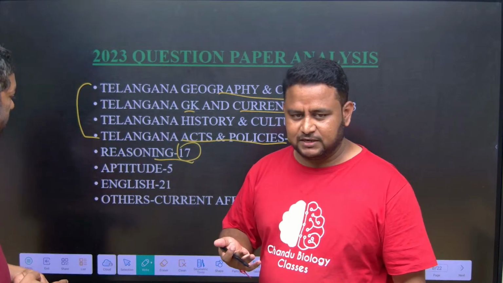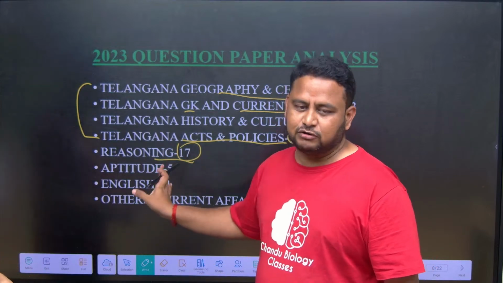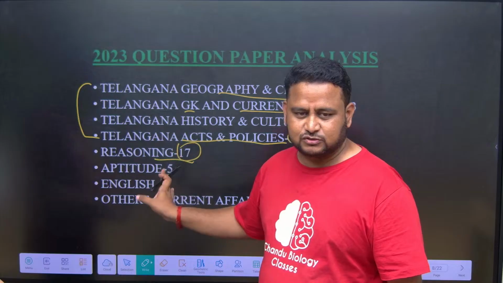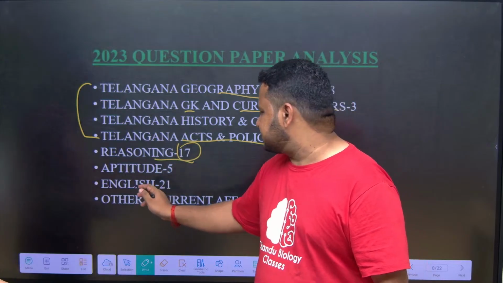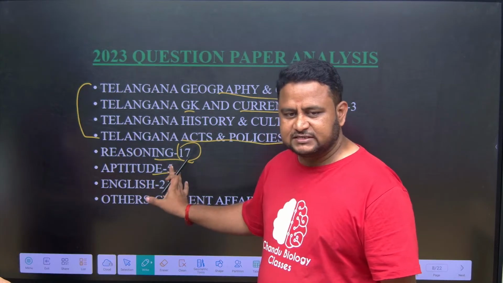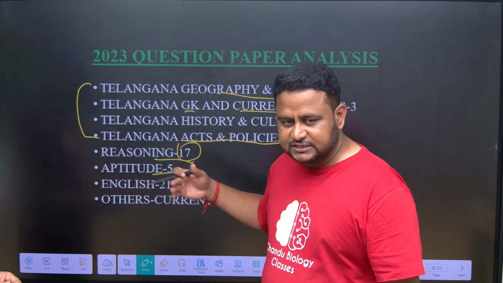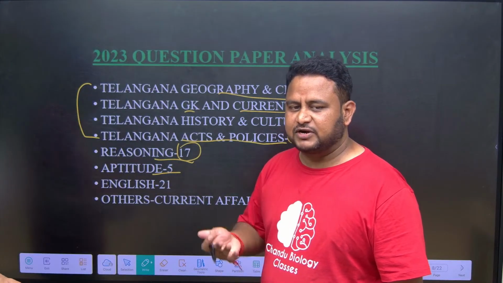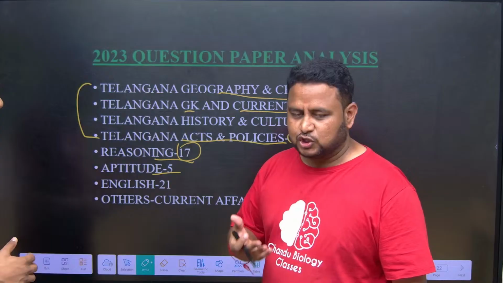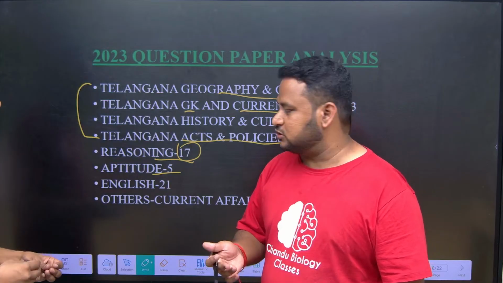Next, coming to reasoning, 17 questions have come. 17 is a huge number. You can get 17 out of 17. Reasoning is very high scoring, definitely you can score. Next, coming to aptitude, 5 questions, very simple and easy to solve if you know the tricks. It's not just about getting the answer, it's about getting it in a short period of time so that you can solve other questions also.